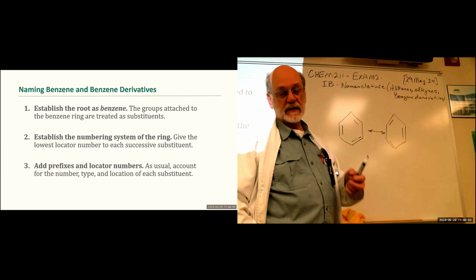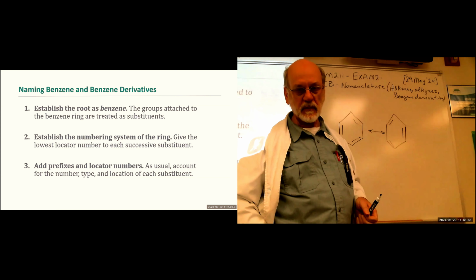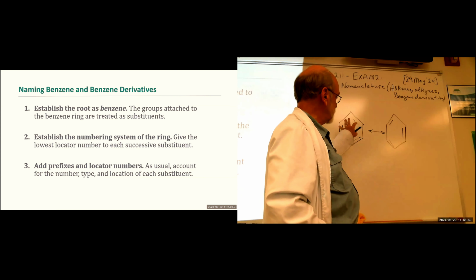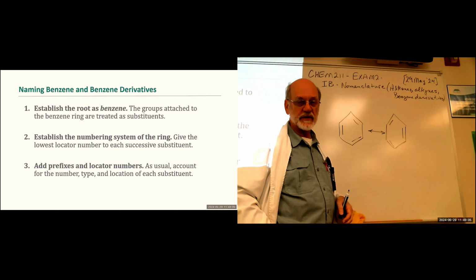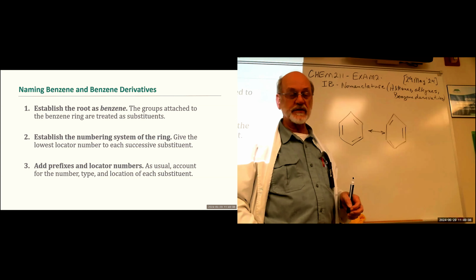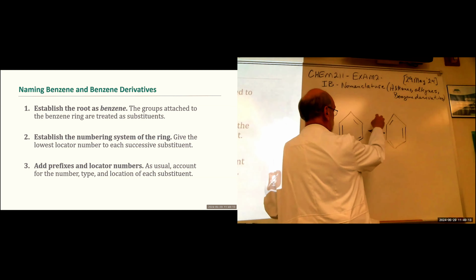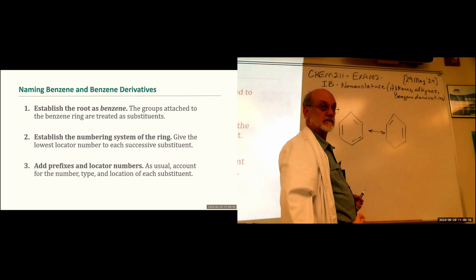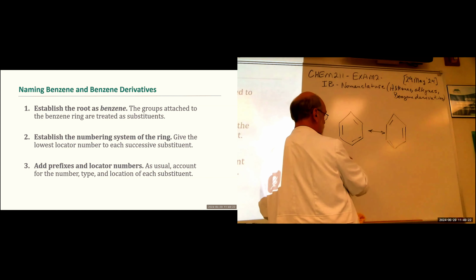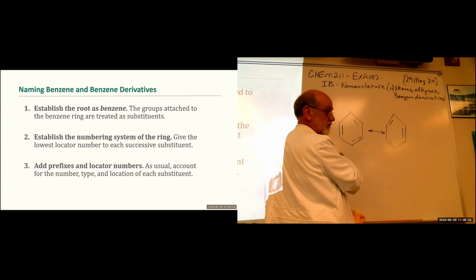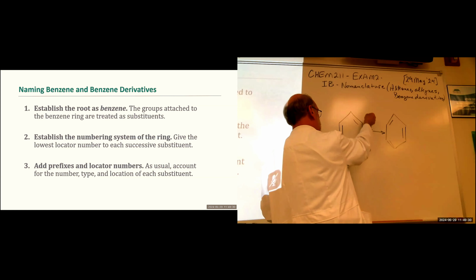Okay. When you have benzene involved, benzene is the root. And we work from the benzene and attach things in those positions. So what's the numbering system? The lowest locator number for each successive substituent. So depending on where they're located, if we only have one, then that's the number one carbon. If we have two, then it depends on where it's located as to the numbering system. If it's across here like that, it doesn't matter which way you go. If it's over here, then you would start to go this way. If it's over here, you'd start to go that way.